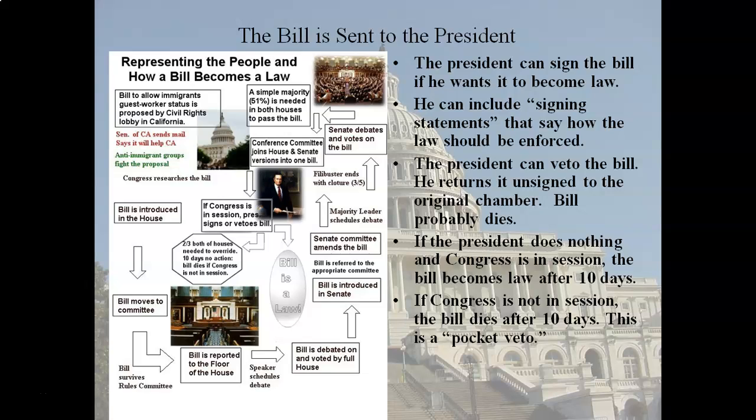If Congress is not in session and the president does nothing, then the bill will die after 10 days, and that's called a pocket veto. So in a controversial situation, it's unlikely that Congress will send the president a bill close to the time when Congress convenes for vacation, because they don't want to give the president the opportunity to do a pocket veto on a controversial bill that the president may not like.